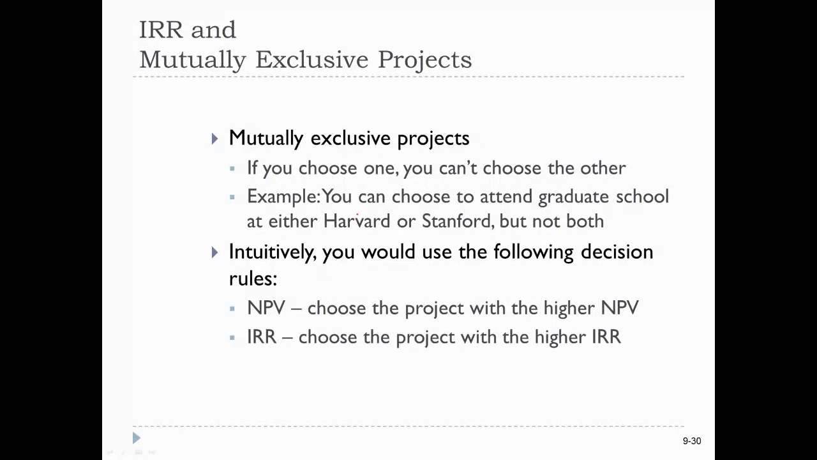Intuitively, it's not hard to deal with mutually exclusive projects. The logical thing to do would be, well, choose the project with a higher net present value, which makes sense, or if you're using internal rate of return, to choose the project with the higher IRR. Both of those are kind of logical, but it turns out that IRR isn't a very good way to make that decision.